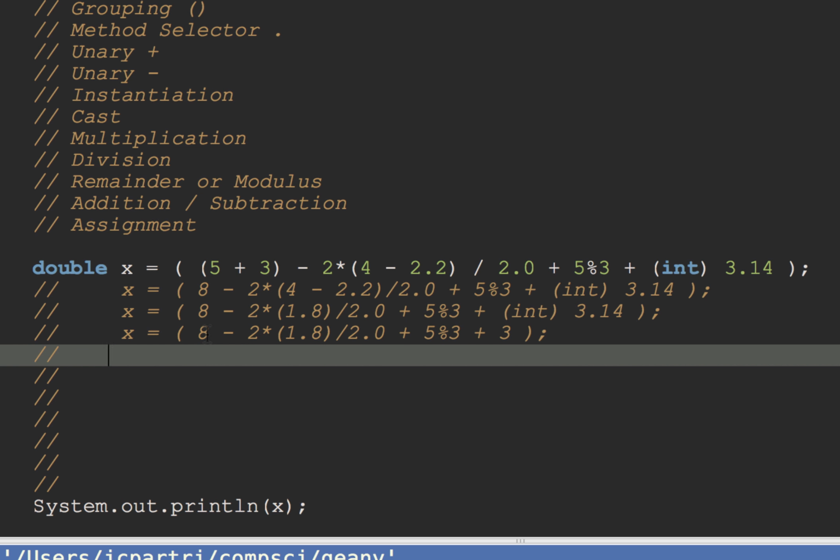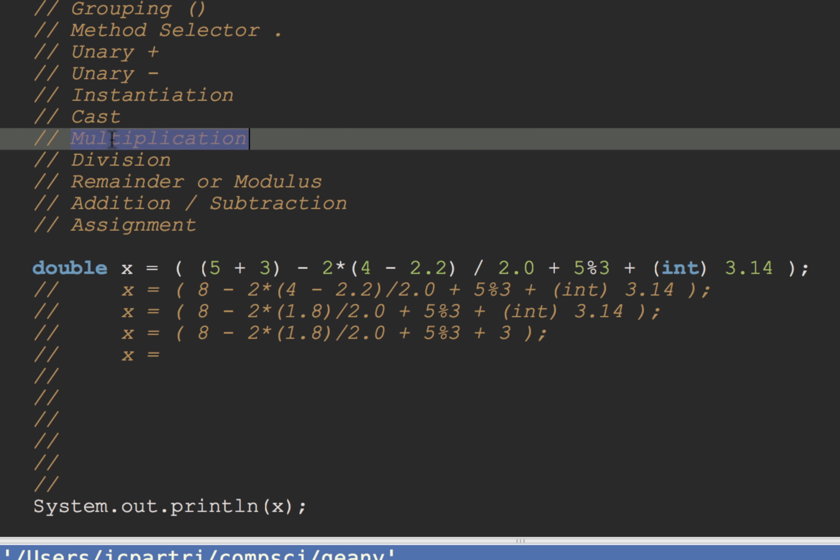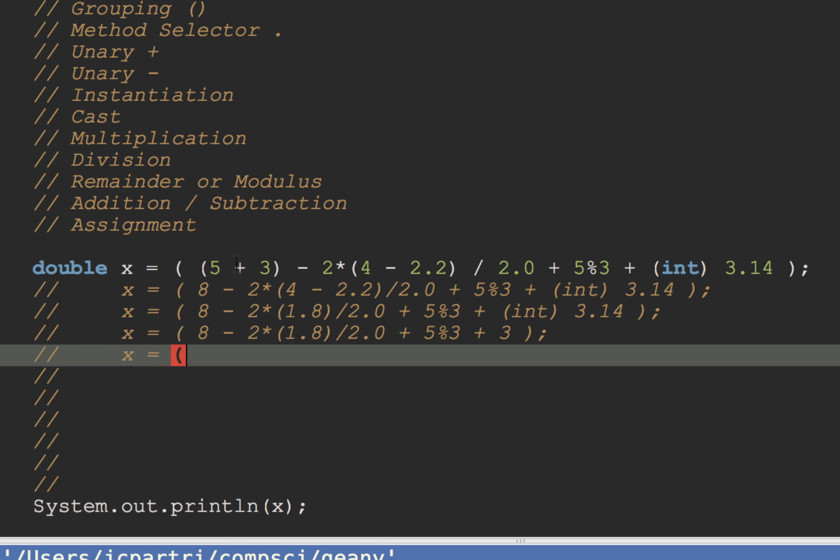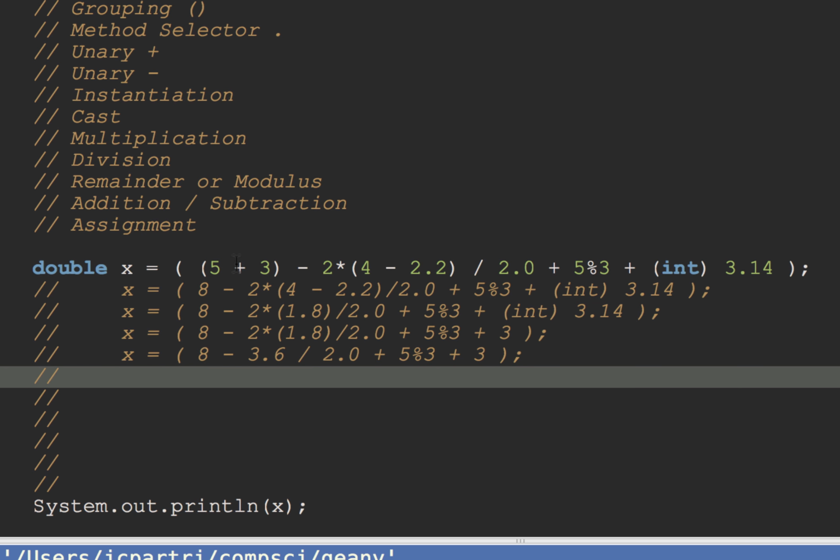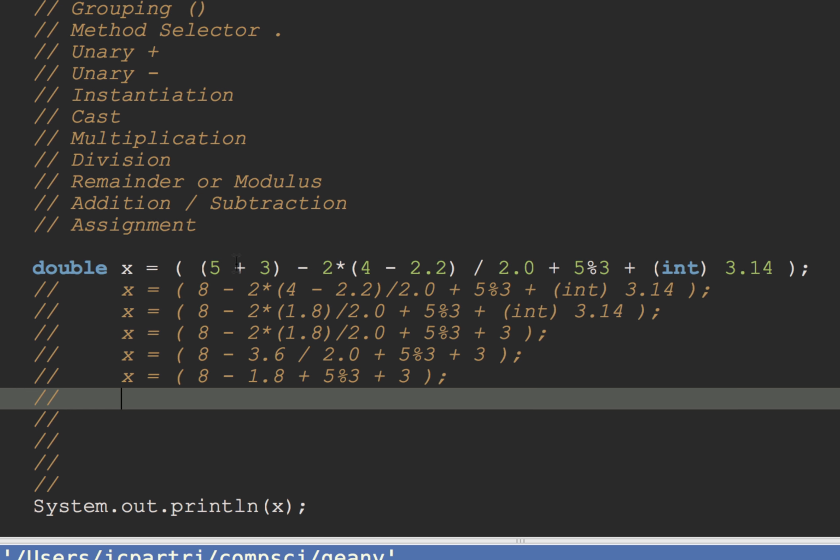All right, next on the list. After cast, do we have any multiplication? Yes, we do. 8 minus 3.6 divided by 2.0 plus 5 modulus 3 plus 3. Do I have any more multiplication? No, so I move on to division. 8 minus 3.6 divided by 2.0 is 1.8 plus 5 modulus 3 plus 3. Next comes my modulus. So 8 minus 1.8 plus, what's the remainder of 5 divided by 3? It's 2.